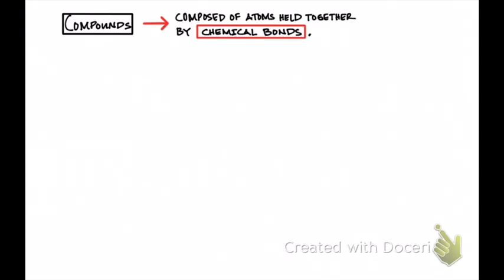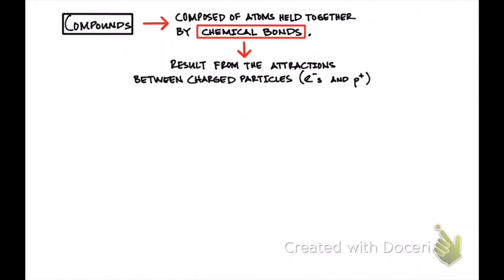So compounds are basically composed of atoms, elements, that are held together by what they call chemical bonds. Chemical bonds result from the attractions between charged particles, and we're talking about subatomic particles such as the electrons and the protons. So you have the negatively charged electrons and the positively charged protons. We don't care much about the neutrons because they are uncharged and they're not really involved in chemical reactions.